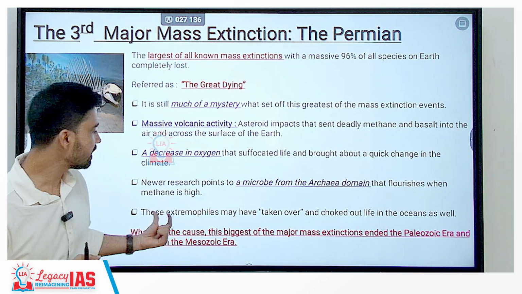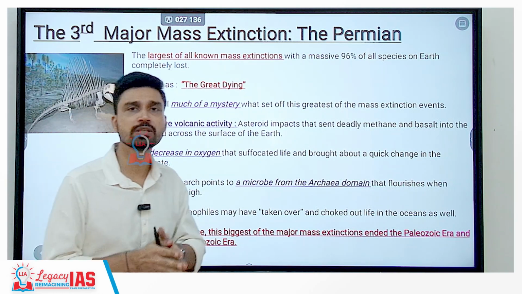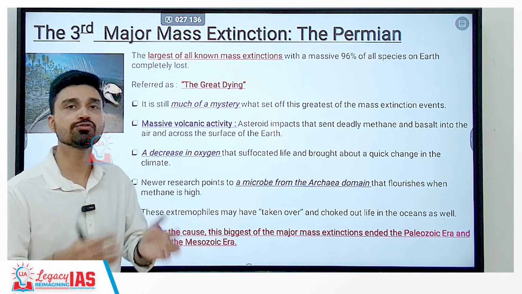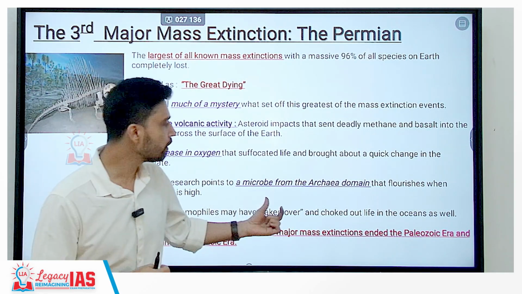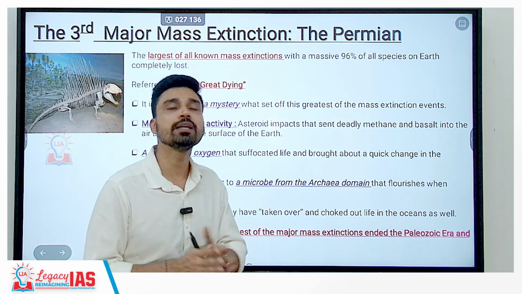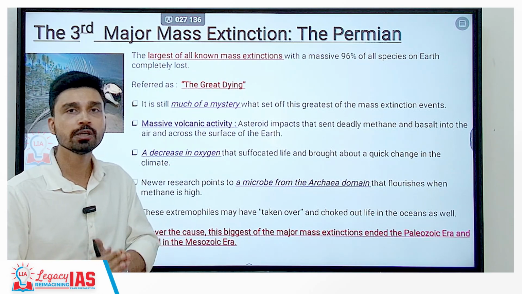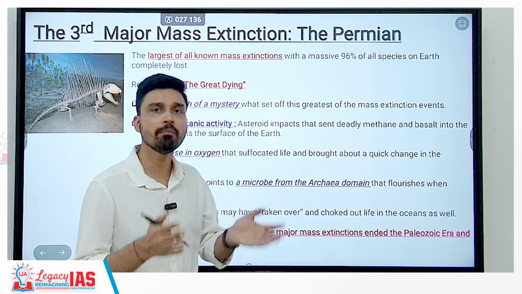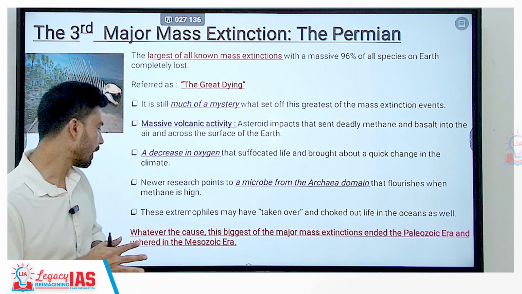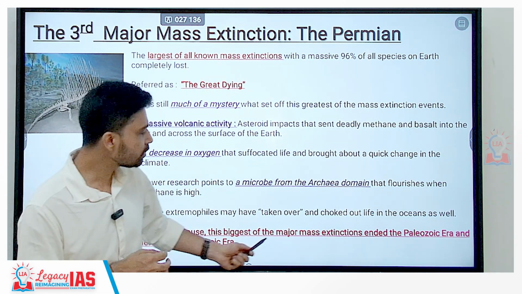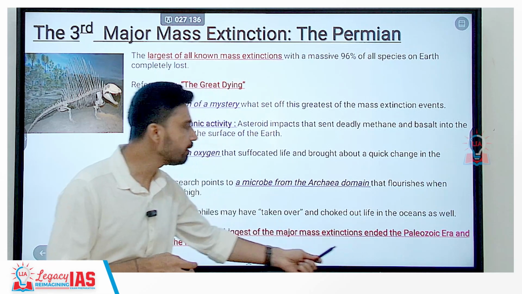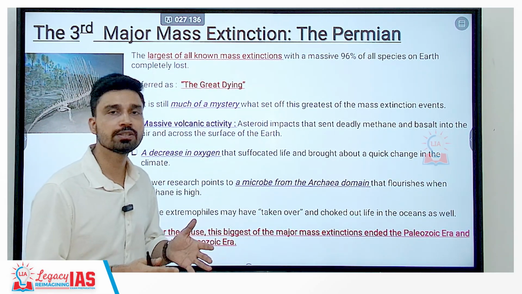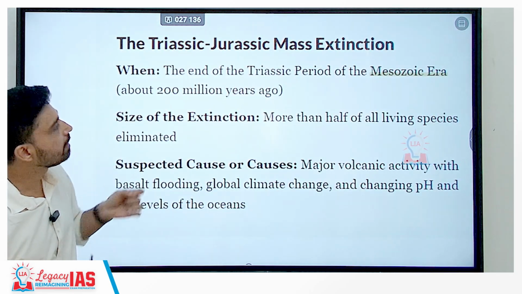And thus these extremophiles, meaning such kind of microorganisms which live in extreme conditions, that love extreme conditions, have taken over and choked out life in the ocean as well. Thus both the terrestrial life form as well as the aquatic, marine life form, all came to an end. So whatever the cause, this biggest of the major mass extinctions ended the Paleozoic era and ushered in a new era of the Earth's history that we refer to as the Mesozoic era.